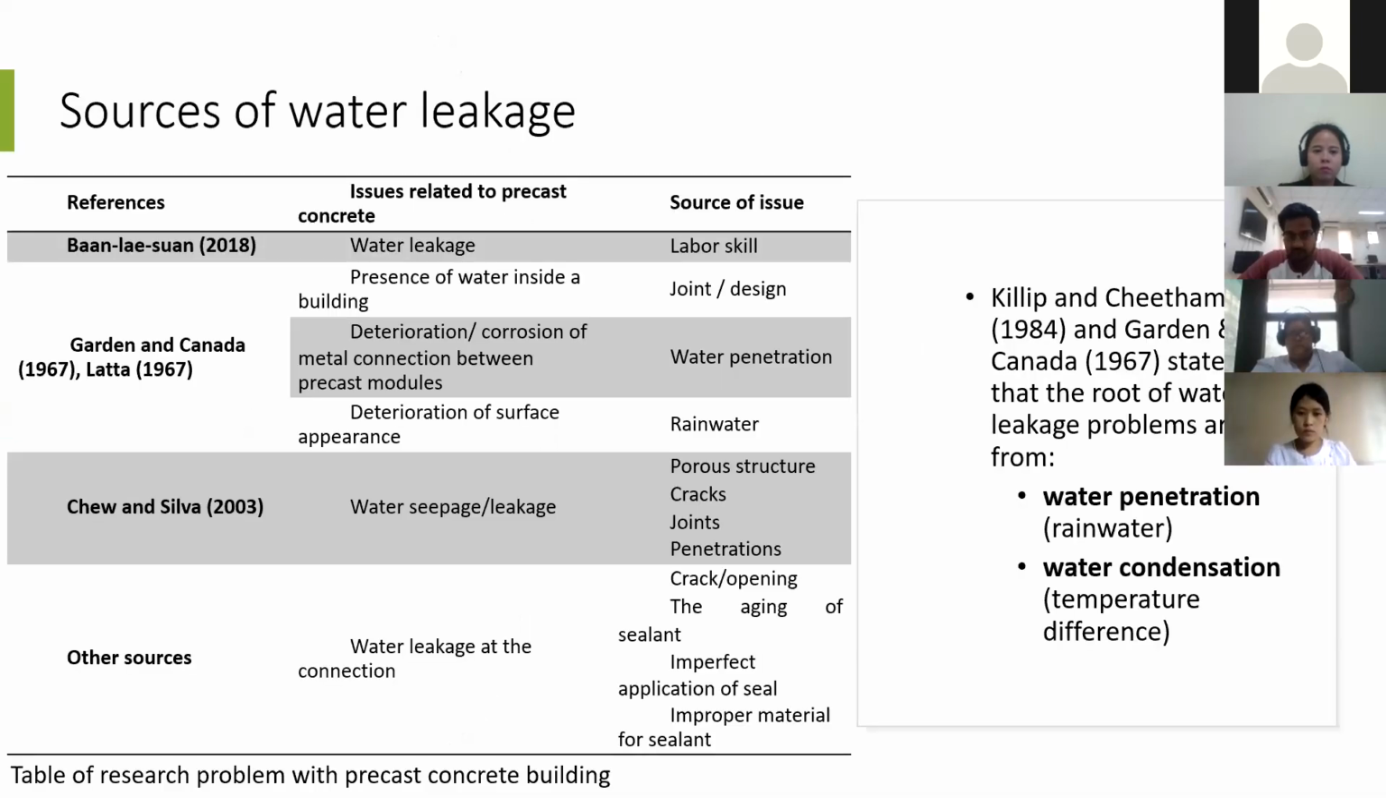The sources of water leakage in the precast concrete panel can be categorized into many sources, such as the joinery, the design itself, rainwater, cracks, or a lot of other related problems. But mainly there are two sources of water: water penetration, which is rainwater, and water condensation.